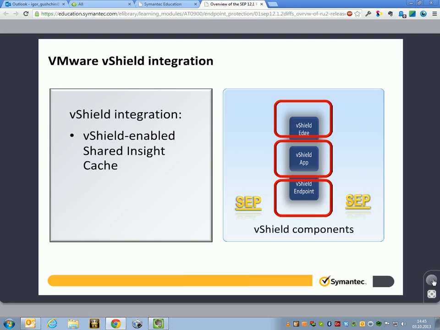Much like the Shared Insight Cache that existed in previous versions of SEP, the goal is to reduce scanning on clients. In this case, SEP clients installed in VMware's ESXi environment.